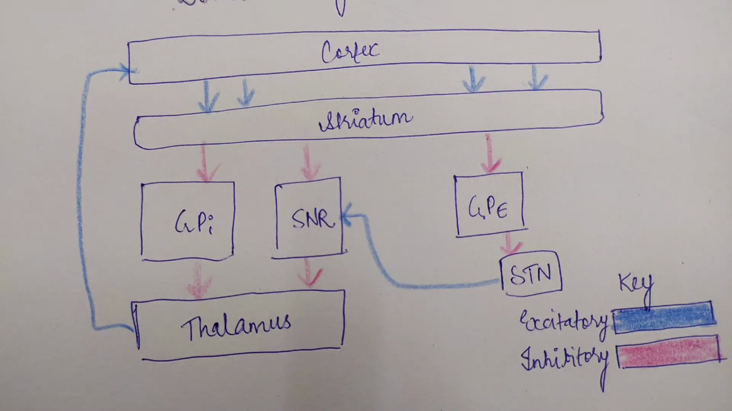The medium spiny neurons of striatum in the direct pathway contain D1 receptors, and those in the indirect pathway contain D2 receptors. Dopamine excites the direct and inhibits the indirect pathway.